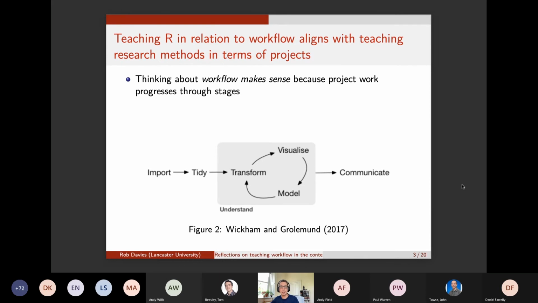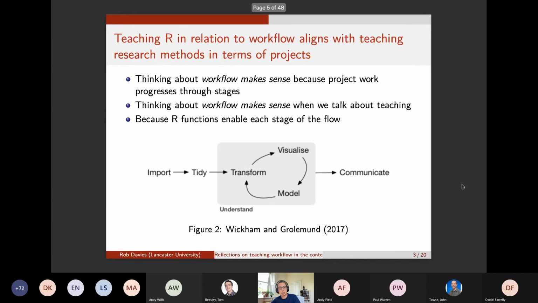Thinking about workflow makes sense because our work progresses through stages. It also makes sense when we talk about teaching, because R functions enable each stage of the flow. When I started out using R in 2007, 2008, I just used the functions that allowed me to do mixed effects models, and everything else was SPSS or Excel. But pretty quickly, I figured out that I didn't have to spend days tidying data in Excel by hand. I could get functions to do this in milliseconds.